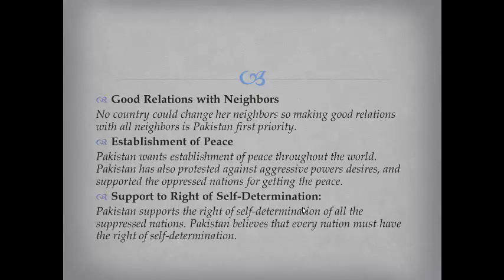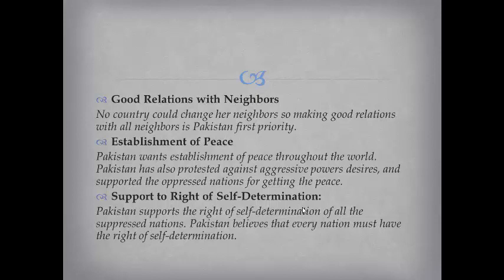Another goal of the foreign policy of Pakistan is the establishment of peace around the world, inside and outside, inside the country and outside in the world. Pakistan wants the establishment of peace throughout the world. Pakistan has also protested against aggressive power desires and supported the struggle of nations for getting peace. Pakistan has repeatedly invited India to negotiate peace in South Asia, but it has rejected every move.